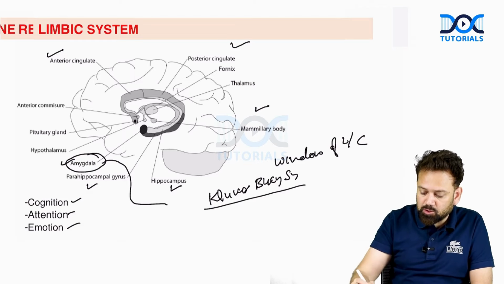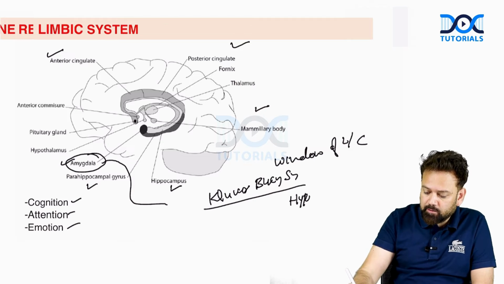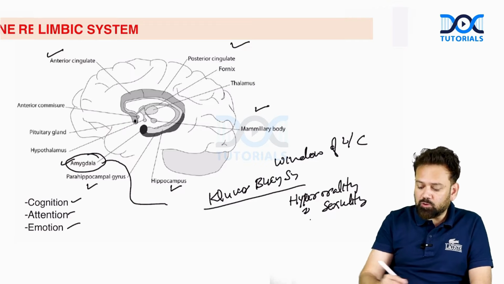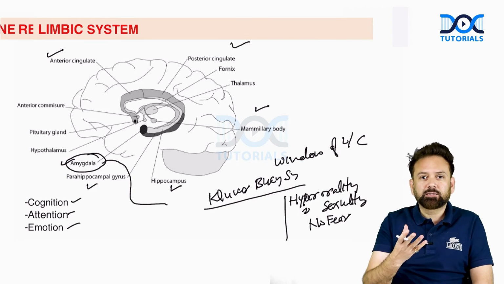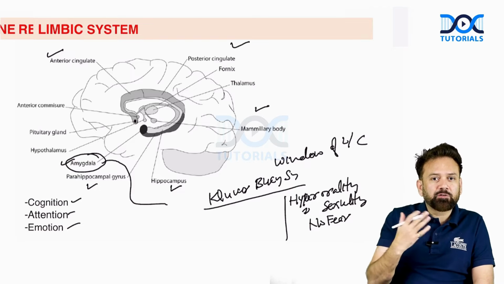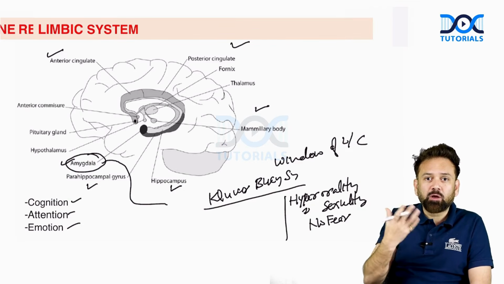Lesion will cause Kluver-Bucy syndrome, where there can be hyperorality, a tendency to put everything in the mouth, hypersexuality, libido will increase, and fear will be lost, no fear. So it was done in some monkeys. Actually, it is in the temporal lobe. So when there is a bilateral destruction of temporal lobe or specific lesion of amygdala, they developed Kluver-Bucy syndrome.